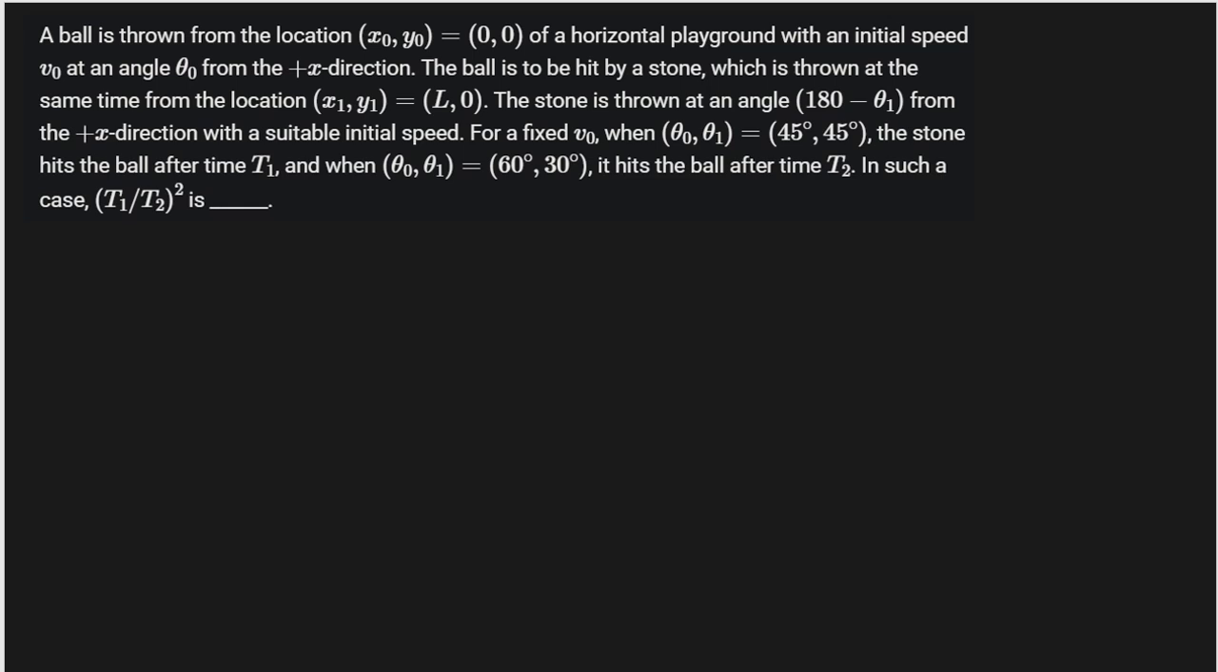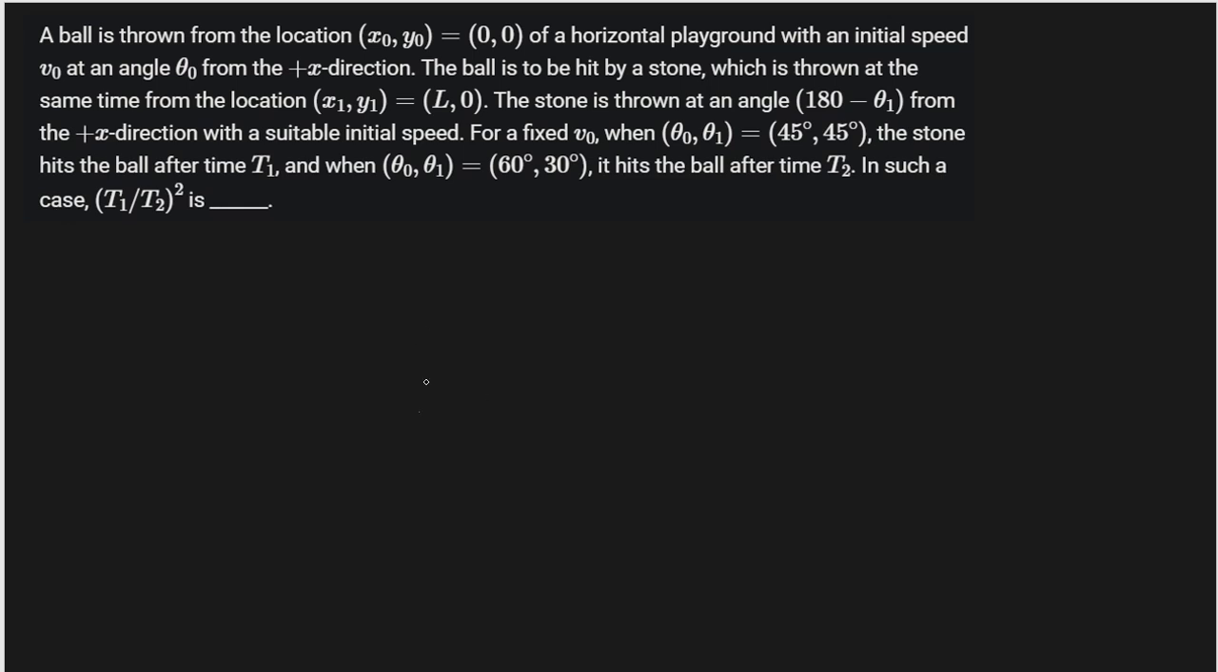y1 is equal to L0. The stone is thrown at an angle 180 minus theta 1 from the positive x direction with a suitable initial speed for a fixed v0. When theta naught and theta 1 are 45, the stone hits the ball after time t1, and when theta naught and theta 1 are 60, it hits the ball after time t2. In such a case, find the value of t1 by t2 whole square.